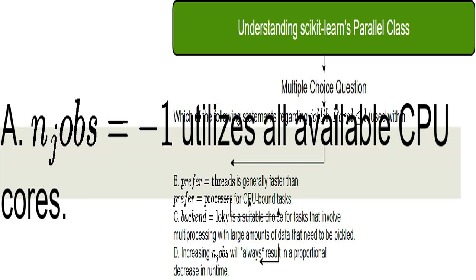This statement explores the n_jobs parameter. Setting n_jobs to -1 instructs the parallel processing system to use all available CPU cores on your machine. Is this always the most efficient strategy? Think about what might limit the speedup even with all cores used.